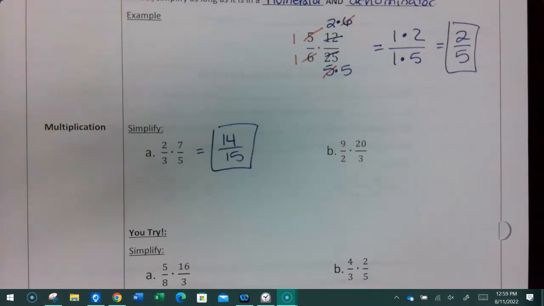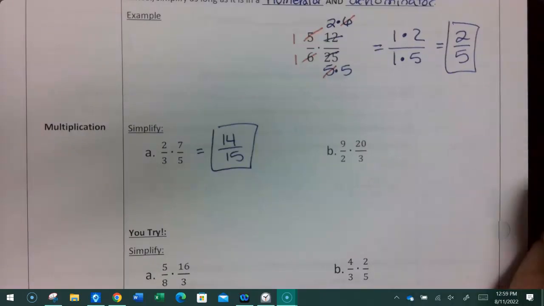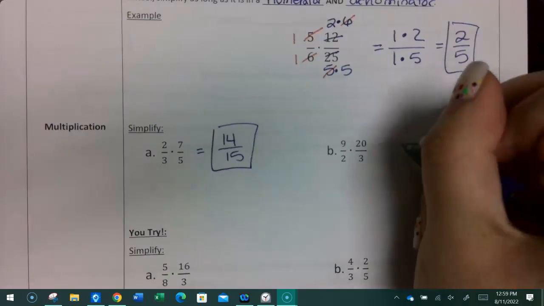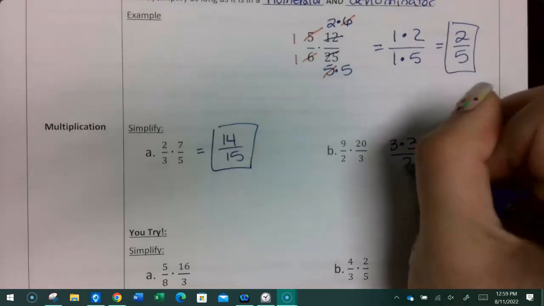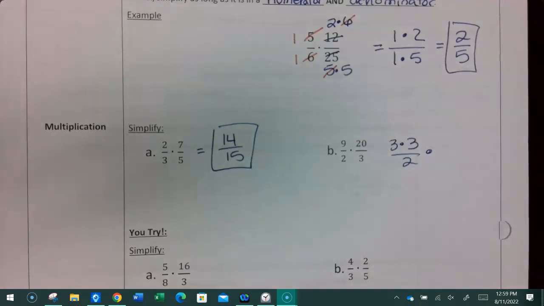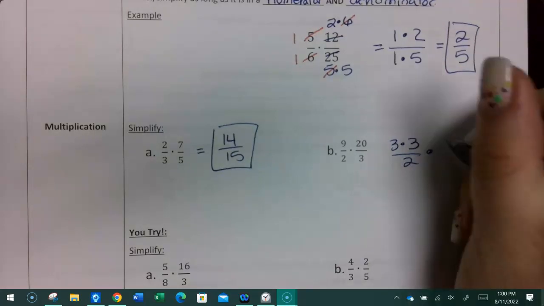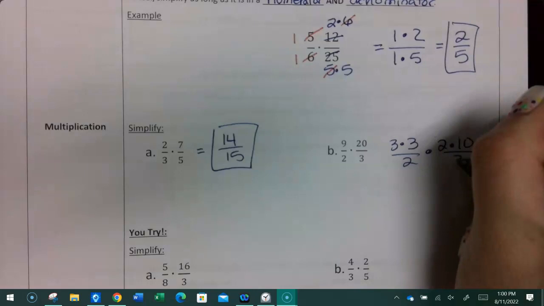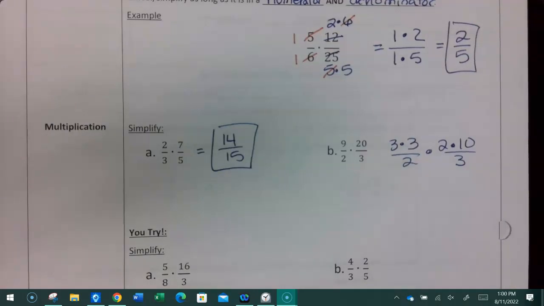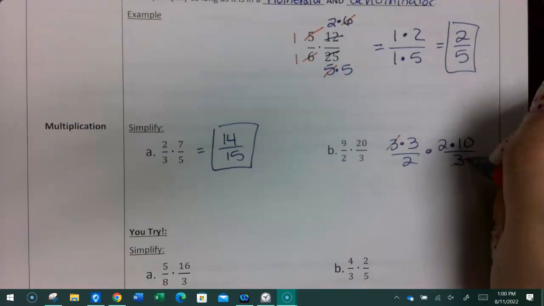Okay, so on B, what do you think I should do first? I can multiply, but it's going to give me bigger numbers if I don't cross cancel first. So I'm going to simplify. How can I rewrite 9? Okay. How can I rewrite 20? 10 and 10. Close. I mean 10 and 2. Okay. So what can I cancel out here? Yeah, I can cancel out a 3 from the top and a 3 from the bottom.